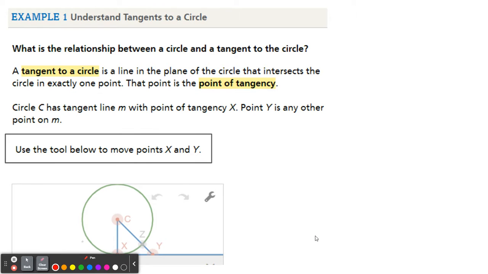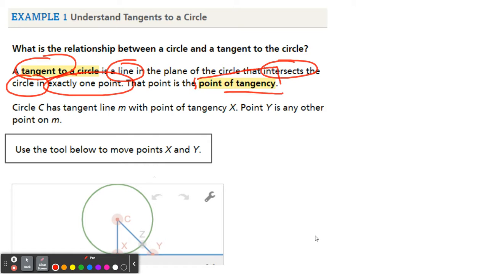All right, so understand tangent to a circle. What is the relationship between a circle and a tangent to the circle? So a tangent to a circle is a line, could be a segment, a line, that intersects the circle at exactly one point. That point is then called the point of tangency.